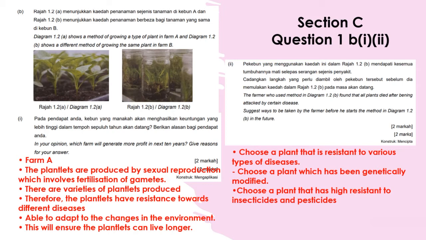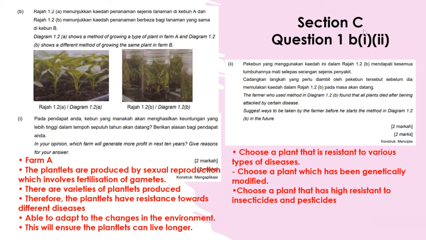If you choose diagram 1.2b, which is the tissue culture method, you also can choose it, but you have to give a reason and relate how it is able to generate more profit in the next 10 years. In this question, you are suggested to choose farm A.